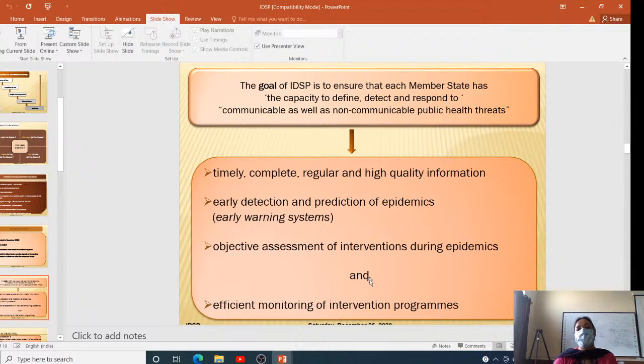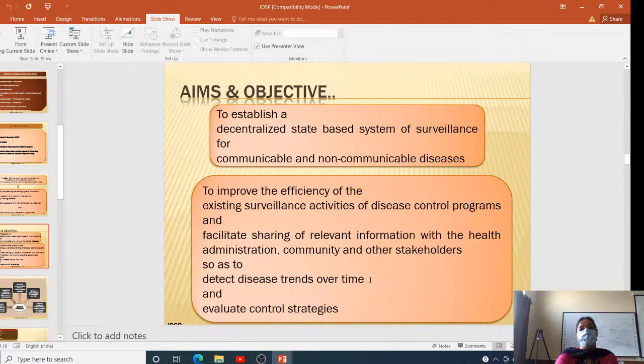So these are the strategies which ensure that the states have developed the capacity to define, detect and respond. First is define. For definition you need information. For detecting you need detection and warning systems and assessments, and for responding you need to launch the interventions and then monitor whether the intervention is working well to control the disease.